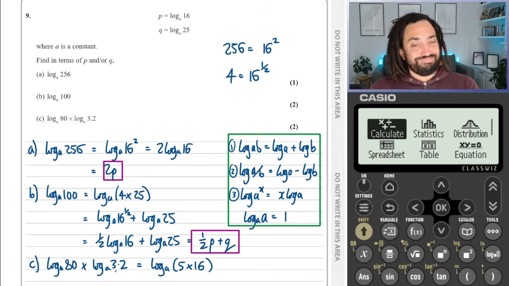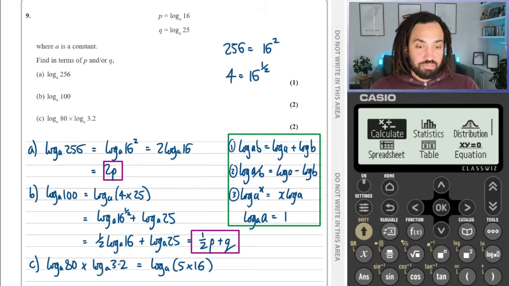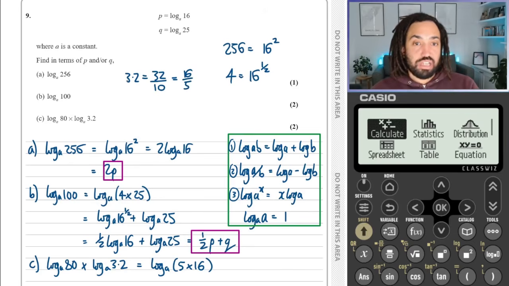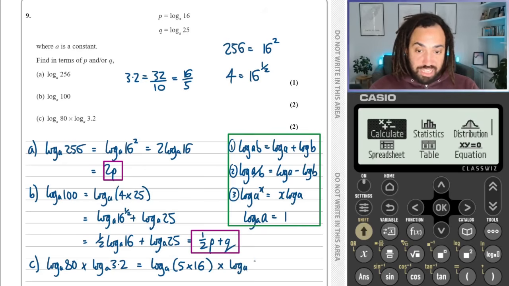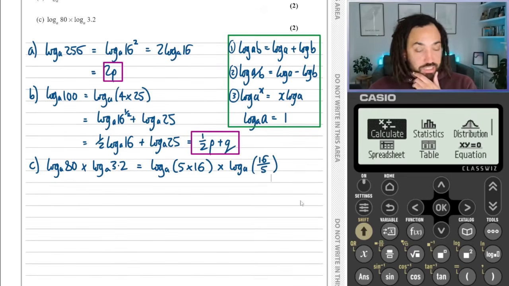Now 3.2. That's not obvious, but 3.2 is the same as 32 over 10, which is the same as 16 over 5. So written like that, we can now see the connection to 16 and 25. So I could write that as log A of 16 over 5. Okay, great.